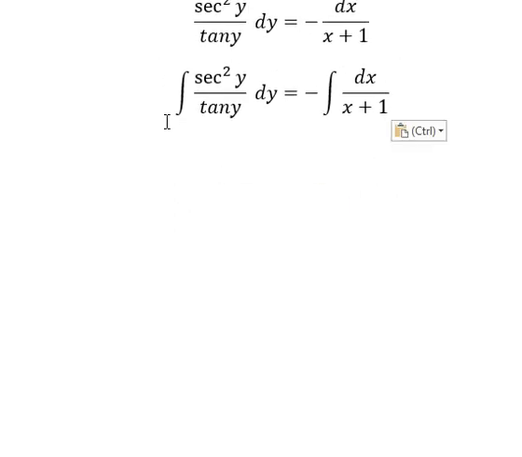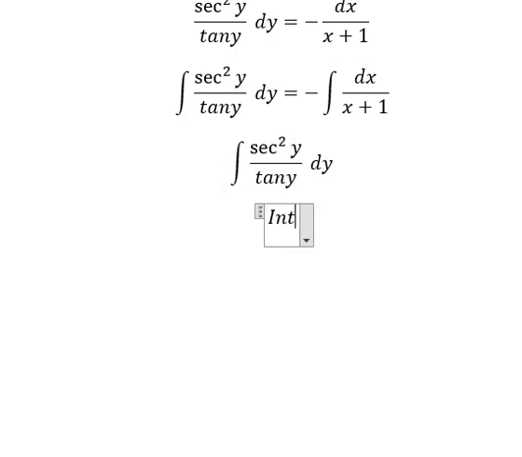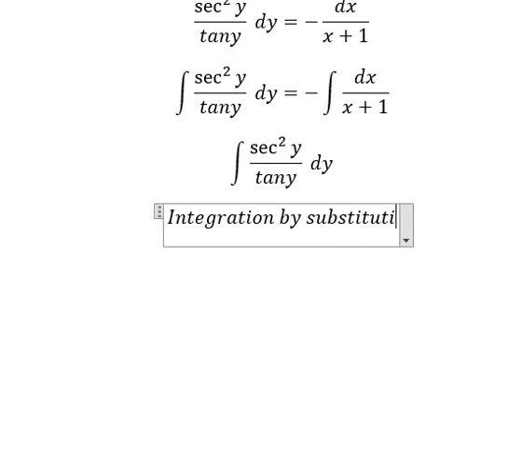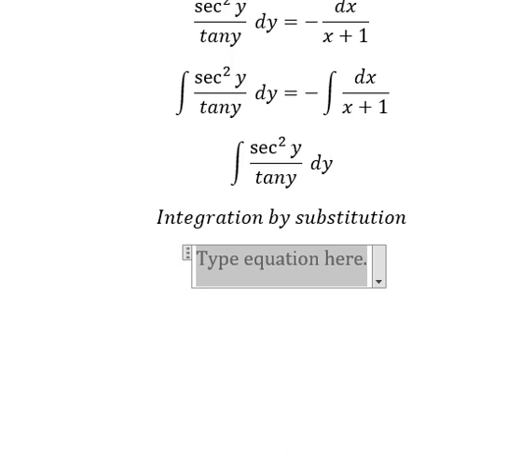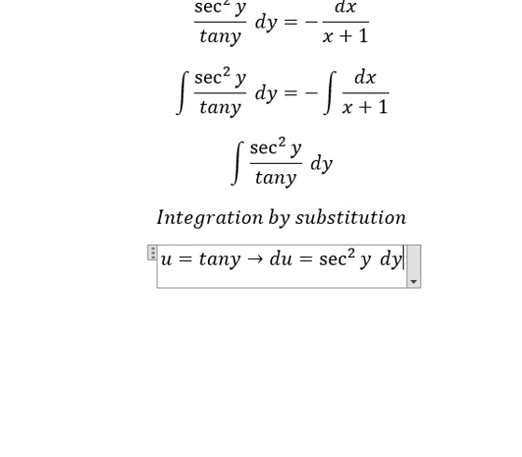So we need to focus on this one. So we can use integration by substitution. So I will put u equals tan y. Later we need to do the first derivative for both sides, and we have secant of y squared dy.